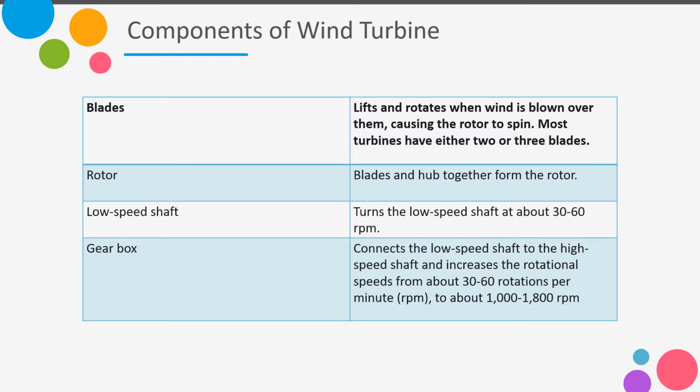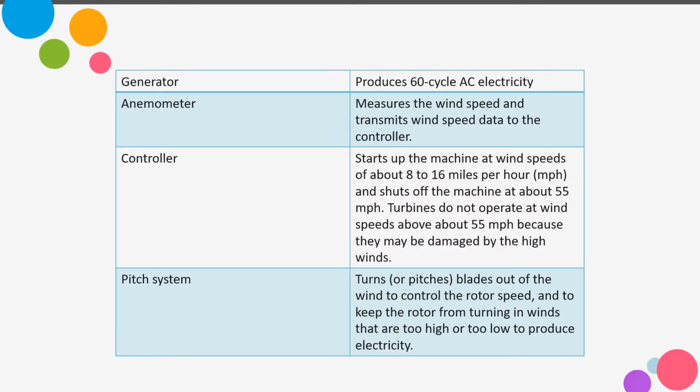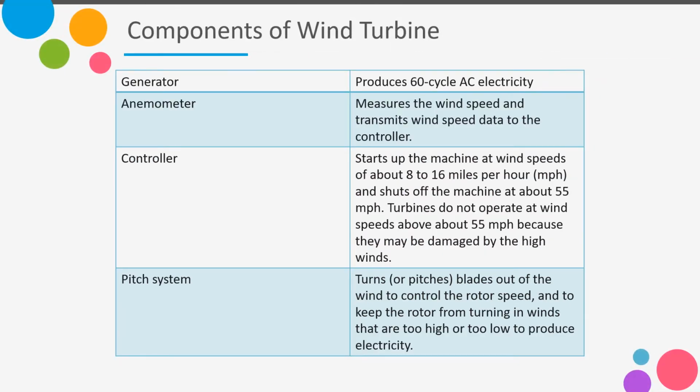The gearbox is connected to the low speed shaft and the high speed shaft, and its function is to increase the rotation speed from about 30 to 60 rotations per minute to about 1000 to 1800 rotations per minute. Since the rotation from the low speed shaft is not sufficient for the generator to generate electricity, the gearbox is installed. The generator produces 60 cycles of alternating current electricity.